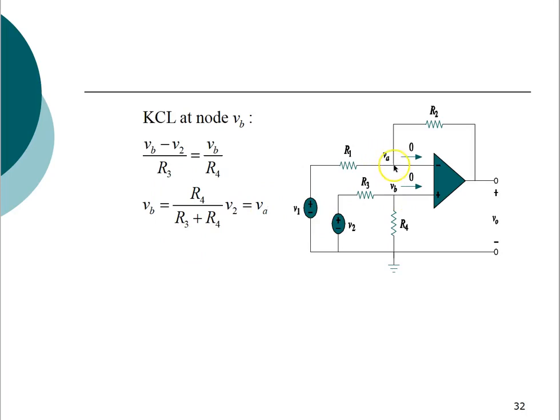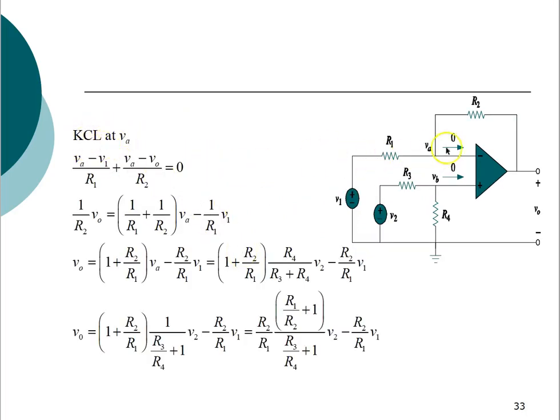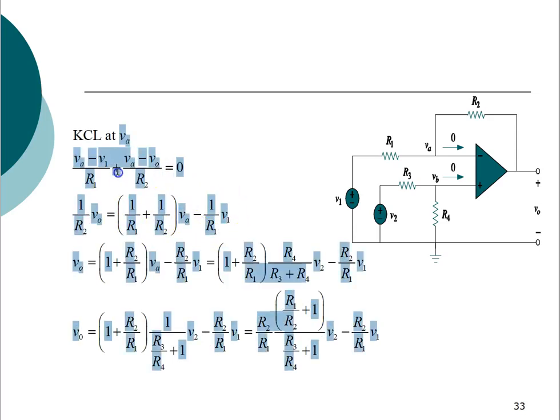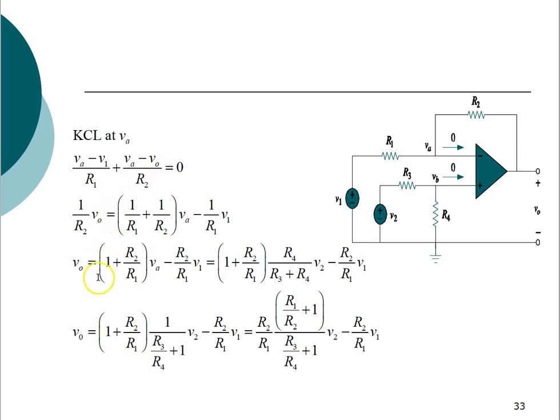Now the next step would be to apply the KCL at this VA node. So let's see, the KCL at node VA. That will be VA minus V1 upon R1 plus VA minus V0 upon R2, and that is equal to 0. Then simplify this equation and find the equation in terms of output voltage. So you will get 1 by R1 V0 is equal to the bracket 1 by R1 plus 1 by R2 multiplied by VA minus 1 by R1 V1. Just simplify the first equation and find it in terms of V0.